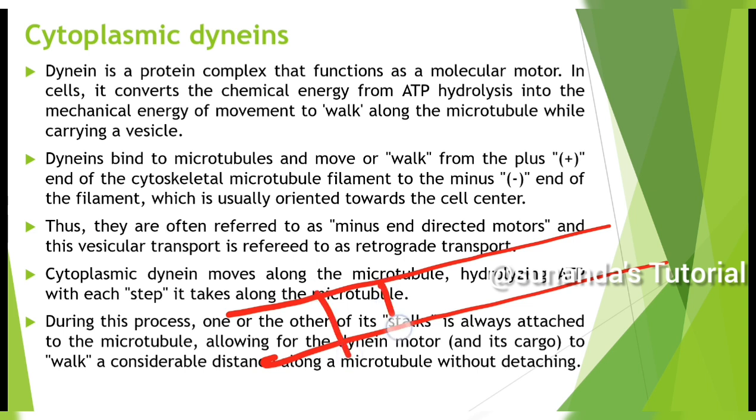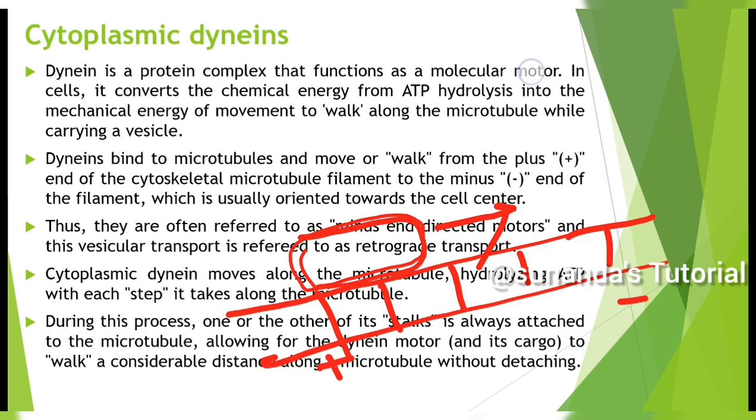Suppose this is the microtubule railway track. The vesicle is to move in this direction from plus end to minus end, and cytoplasmic dynein will help in this movement. So it is retrograde transport, from plus end to minus end. This dynein is called a minus end directed motor because it helps in the movement of something from plus end to minus end. Okay, next.